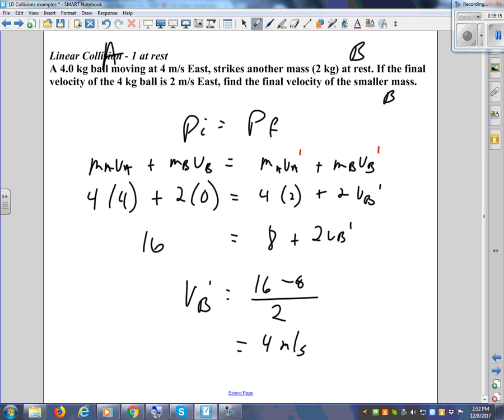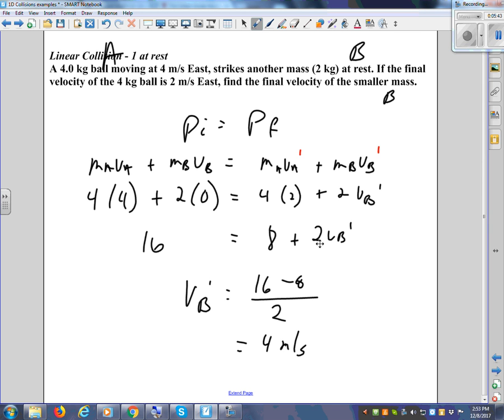Now, is it at all surprising that if the one that was moving 4 and is twice as big becomes cut in half, the other one now goes 4? Shouldn't be, right? Is the total momentum before and after equal? 16 on the left, 8 plus 2 times 4 is 8, 8 plus 8 is 16, right? Momentum is conserved, equal. We say conserved.